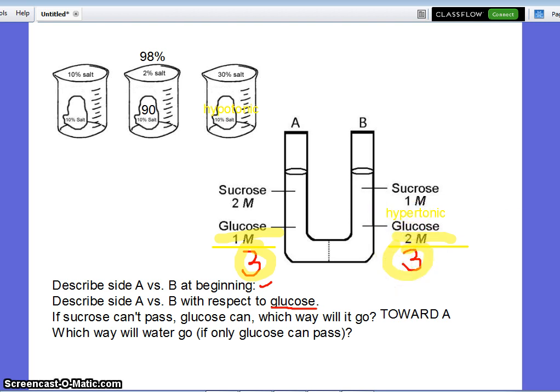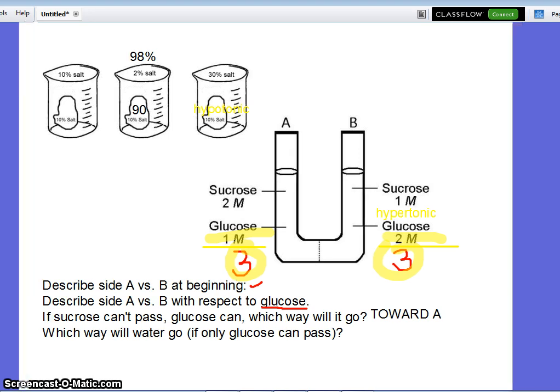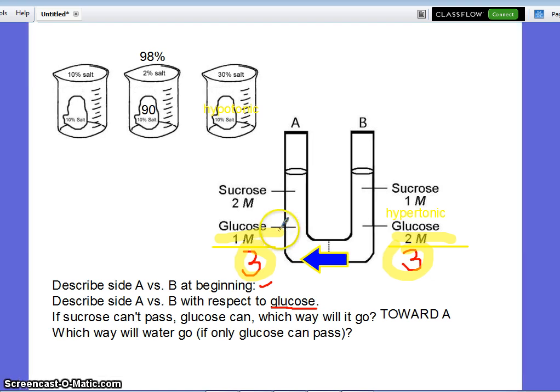However, if we know that the glucose is going to go to the left, then that means that our left side, side A, is actually going to become hypertonic to side B. So if glucose goes towards this side, that's going to mean that the concentration is going to go up on this side. The concentration of solutes is going to go down on this side. And that basically means that water is going to go towards the hypertonic side, which is going to be side A. And what we would see at the end of this experiment would probably be that the water level would be higher on side A and lower on side B. So that's how you solve one of these problems.